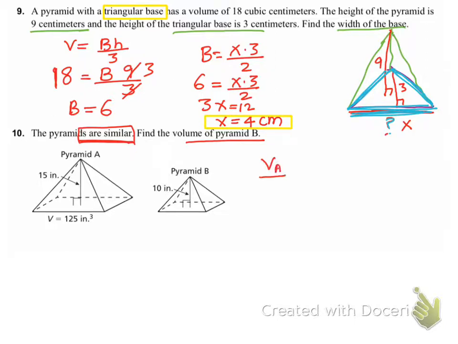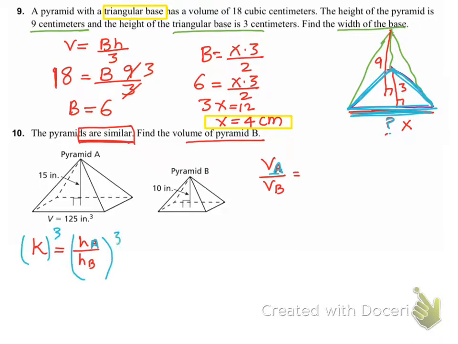VA over VB is equal to K cubed. And K here is basically the ratio of their corresponding linear measurements, so HA over HB. I'm taking A on top because A is on top in the volume ratio, so when I take the scale factor, the same thing will be on top. So K is that. So K cubed is what?